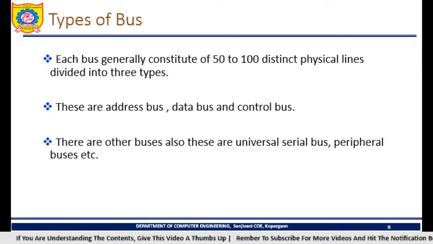This is the main thing for you people, that is types of buses. Now here the actual practical starts. Okay, so types of buses, there are three types of buses mainly called address bus, data bus and control bus. Each bus generally constitutes 50 to 100 distinct physical lines divided into three types, that is address bus, data bus and control bus. There are other buses also like the universal serial bus, that is your USB, and peripheral buses like PCI, peripheral component interconnect, which is on the motherboard.